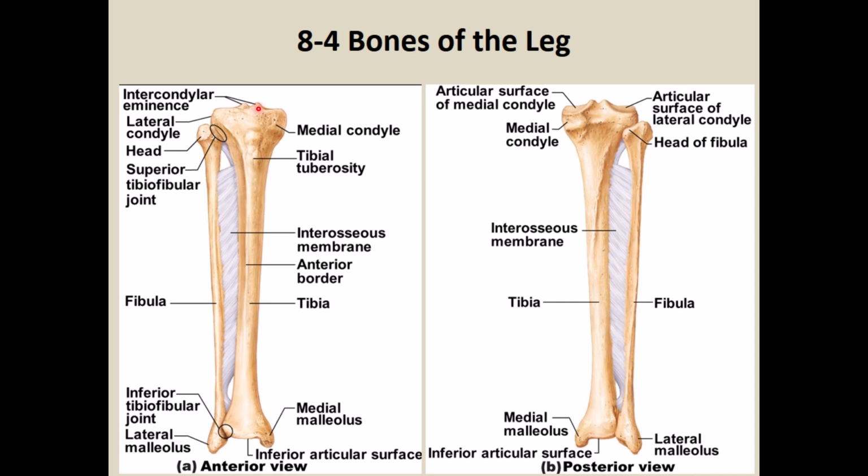That is preventing movement of the condyles of the femur from going side to side. So it is important for stability of the knee joint. Okay, so it prevents movement of the condyles of the femur side to side. Proximally, you can see these structures: medial and lateral condyle, articular surfaces, and intercondylar eminence.